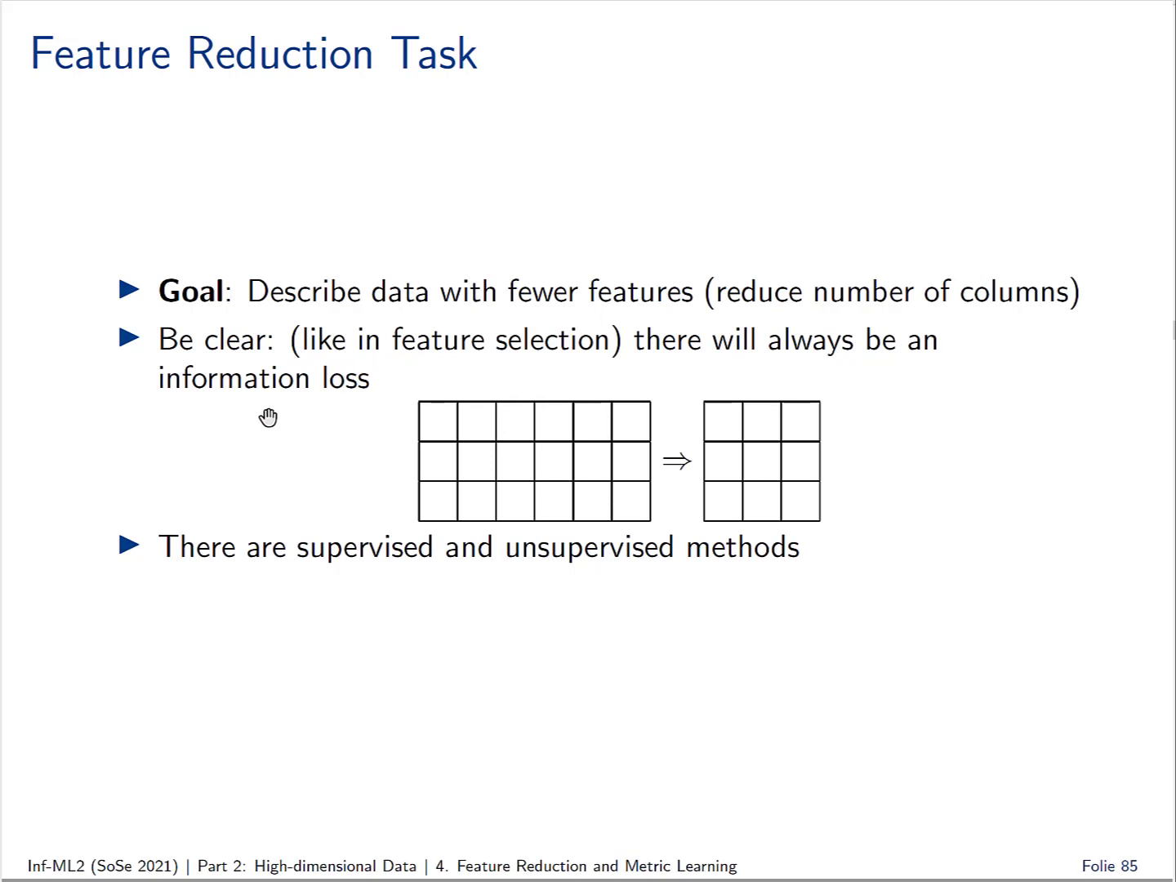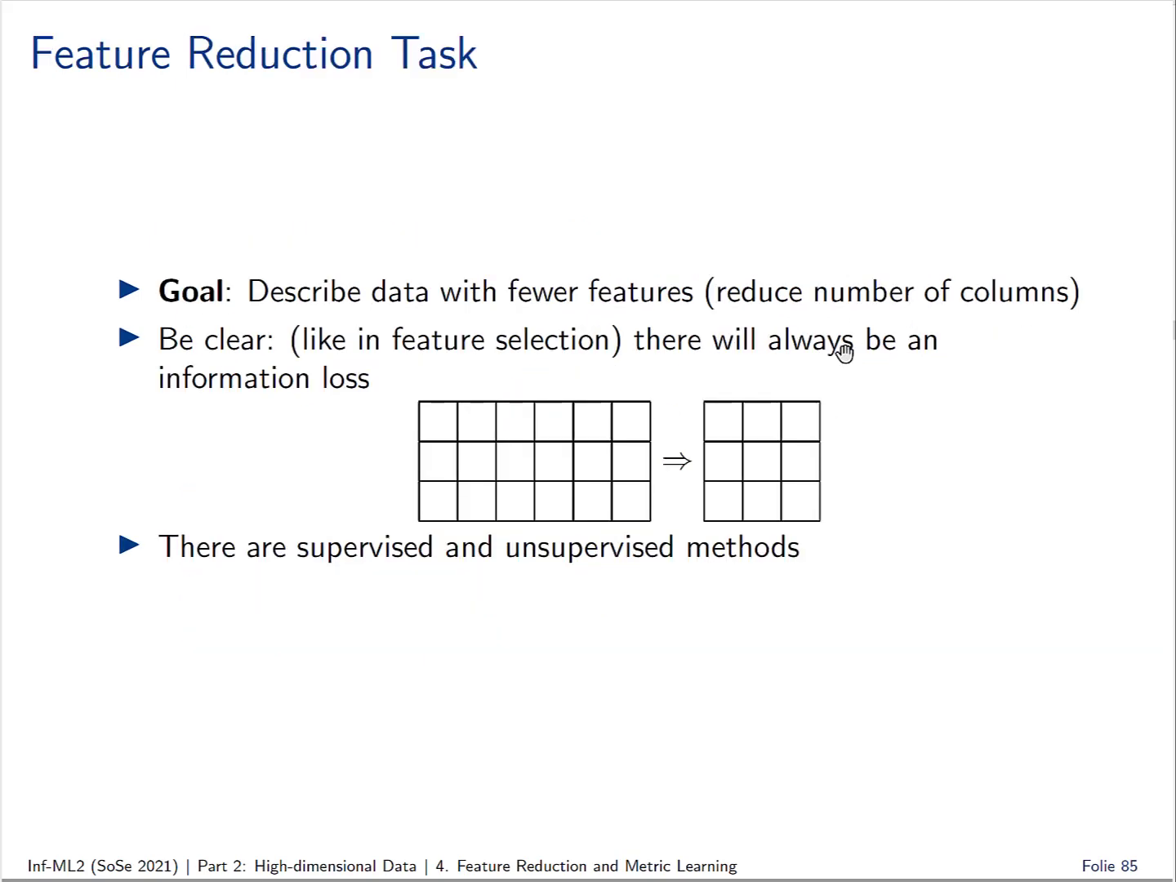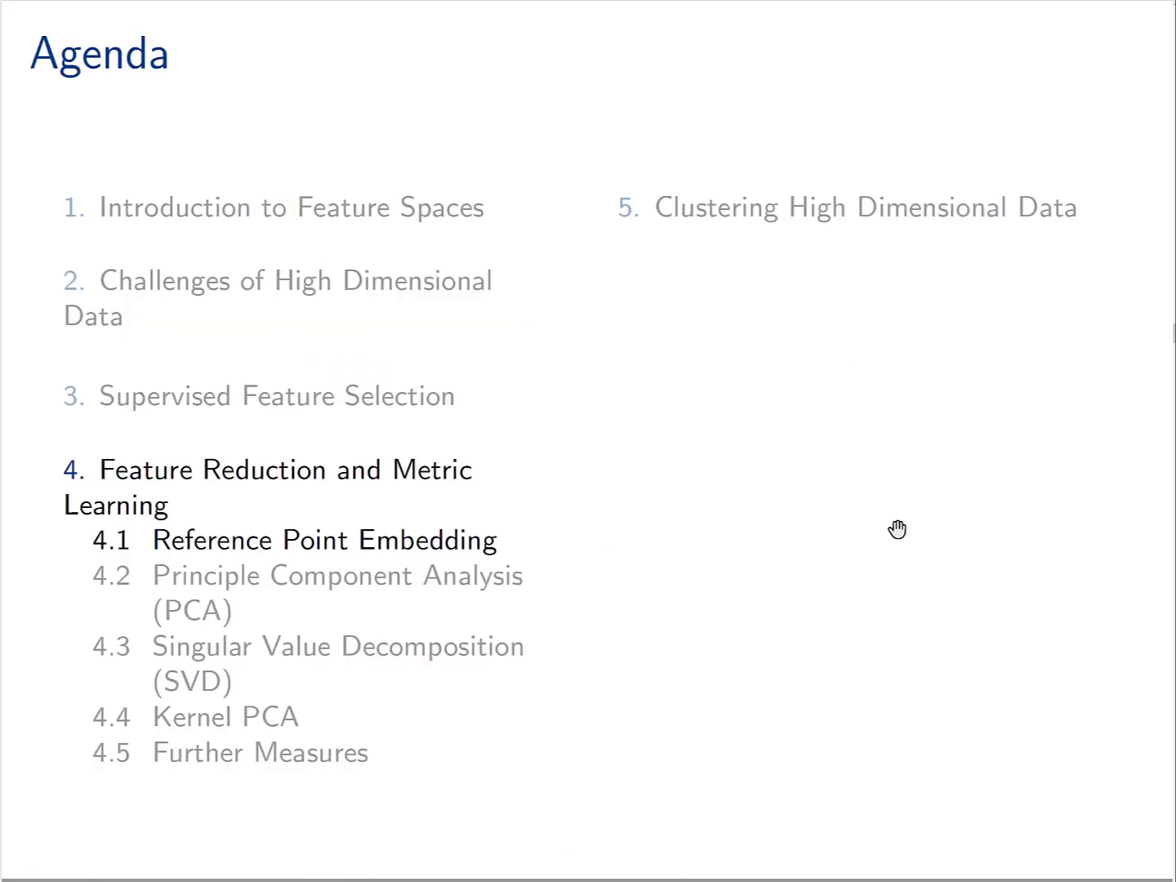Yeah? And of course, that is the point here: as accurately as possible, we would like to describe the original data with the original features in this new derived feature space. And I already mentioned that supervised and unsupervised methods are out there for doing the job. So now, let's jump into the reference point embedding.